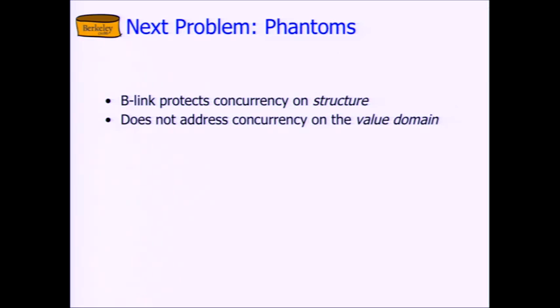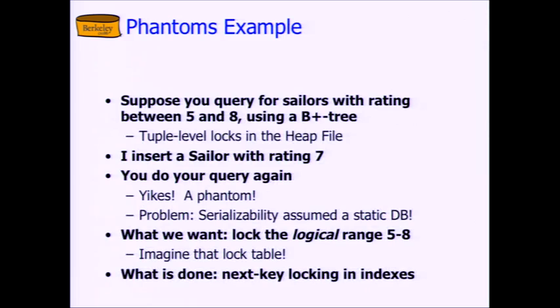So we said B-link trees protect concurrency about the structure. They protect us from changes in the shape of the B tree. But they don't address concurrency on the value domain. To reinforce the point we had before, suppose you query for sailors with ratings between 5 and 8 using a B+ tree, and you set tuple level locks down in the heap file. This only comes up if you don't do table locking. So you do that, and meanwhile, I insert a sailor with rating 7. And you do your query again, and oh my God, there's a new sailor that wasn't there before.